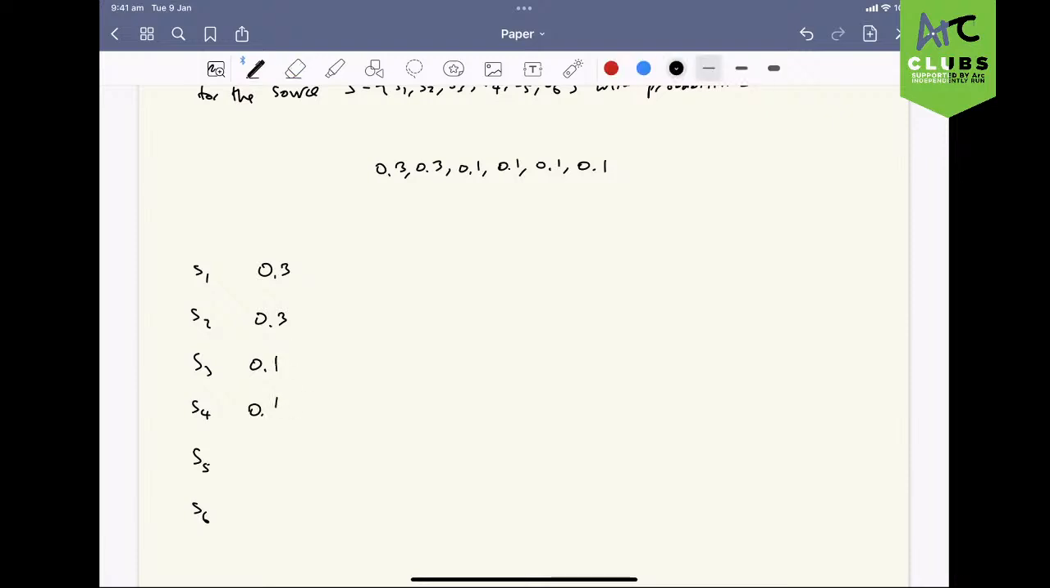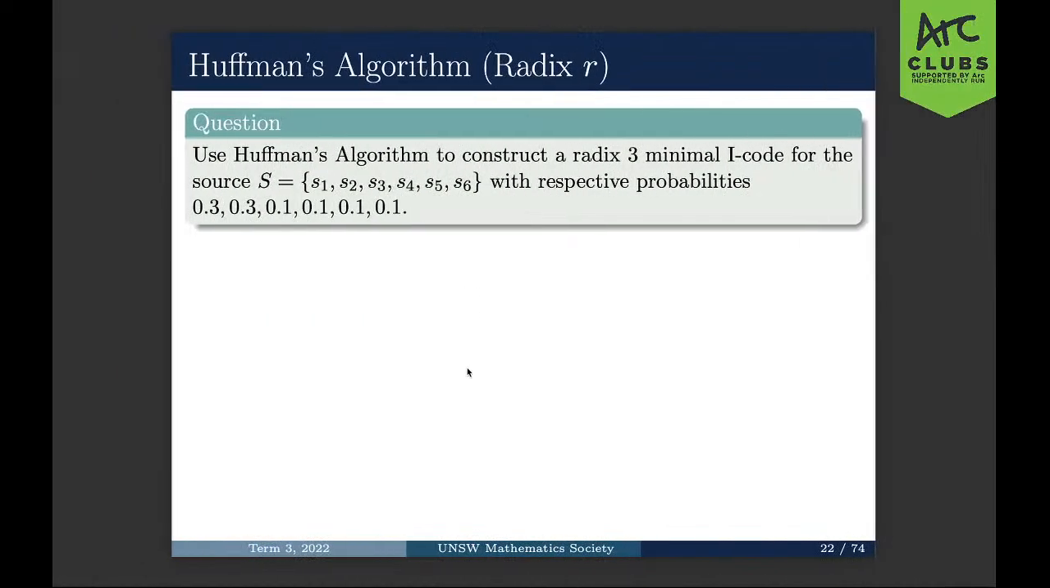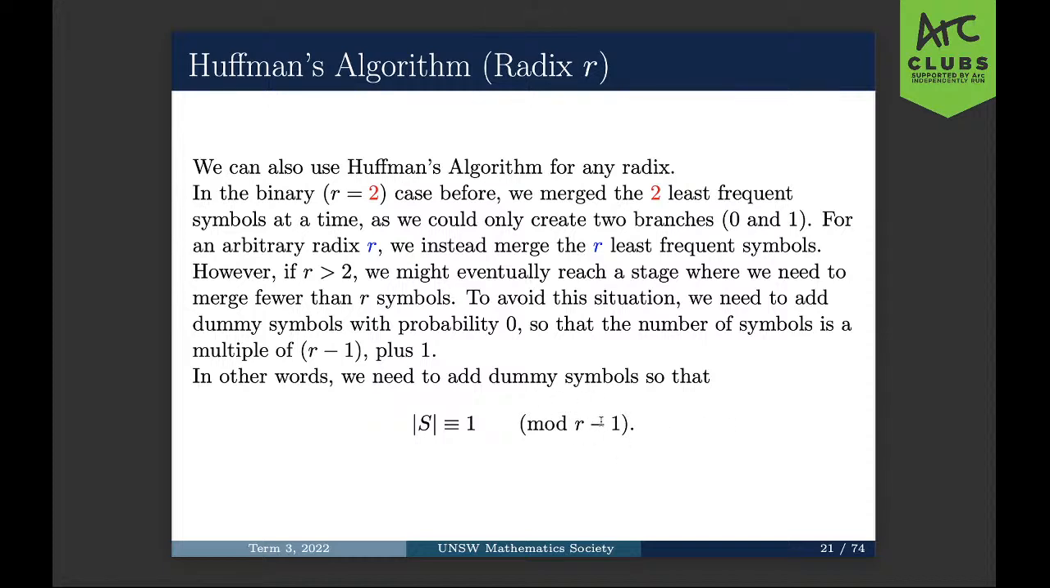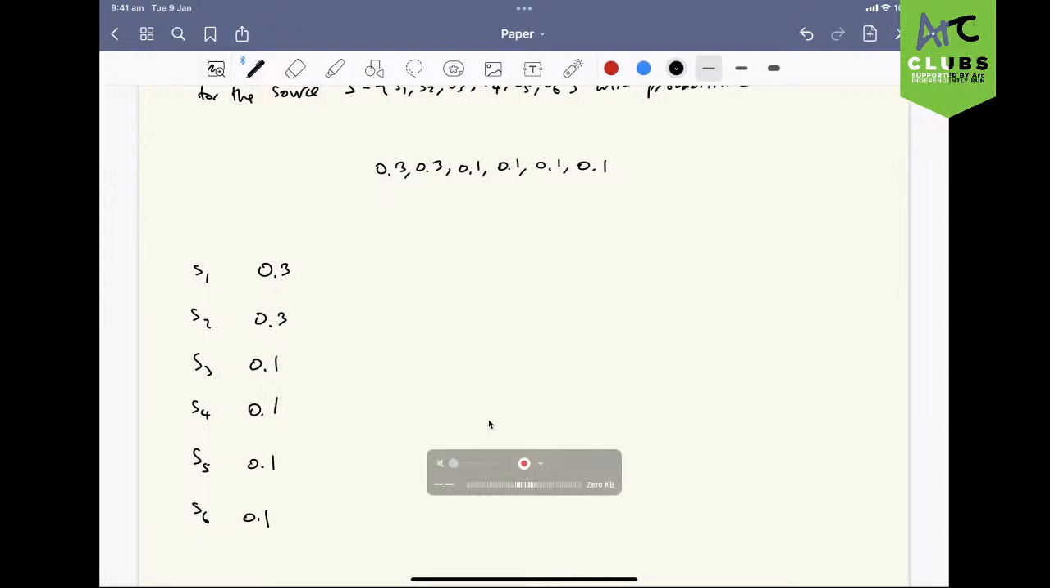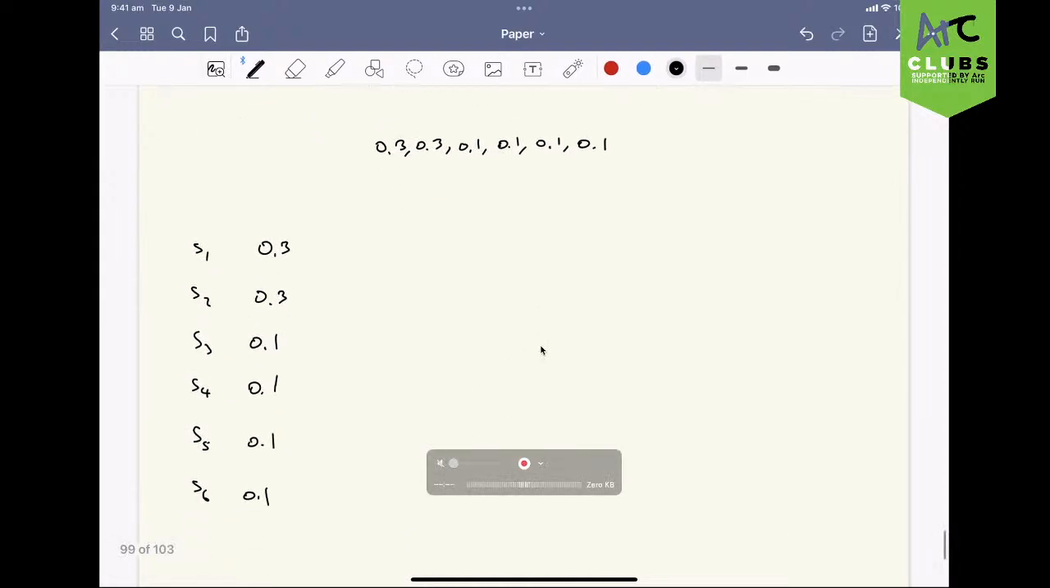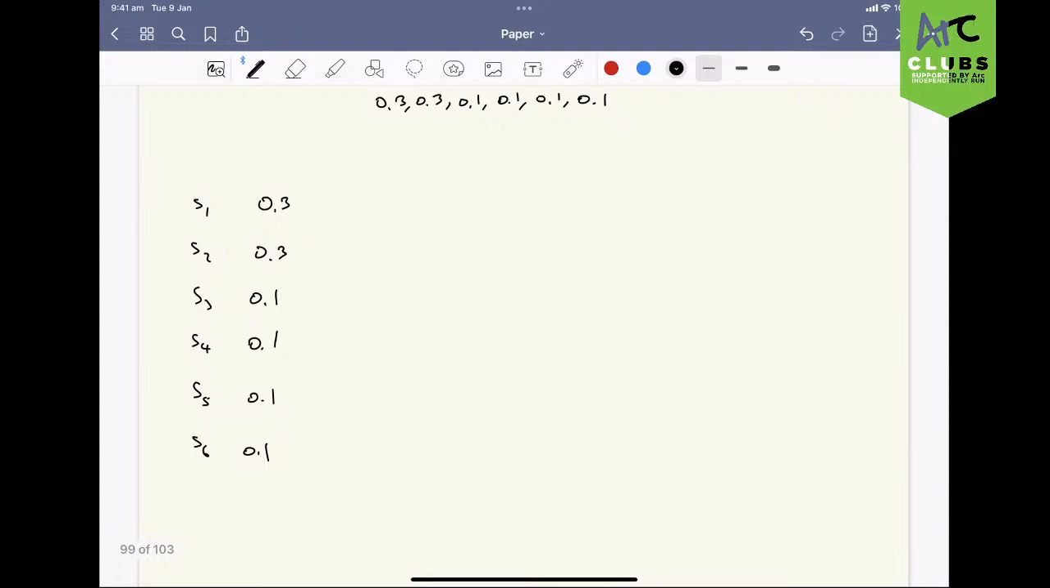And remember, we had to make sure that this equation holds. The number of symbols that we have has to be a multiple of R minus 1, plus 1. Since our R here is 3, we need the number of source symbols to be a multiple of 2 plus 1, which is just another way of saying that the number has to be odd. We have an even number of symbols here, so we just need to add one dummy symbol with probability 0, and that should be good enough.